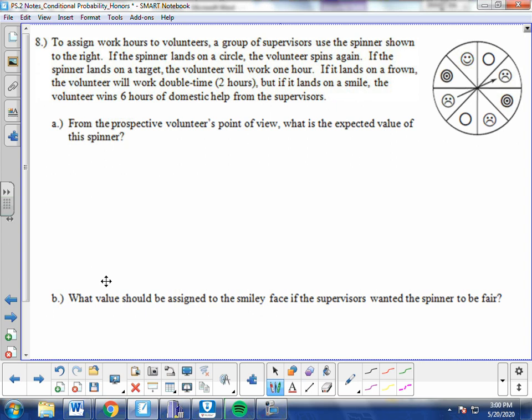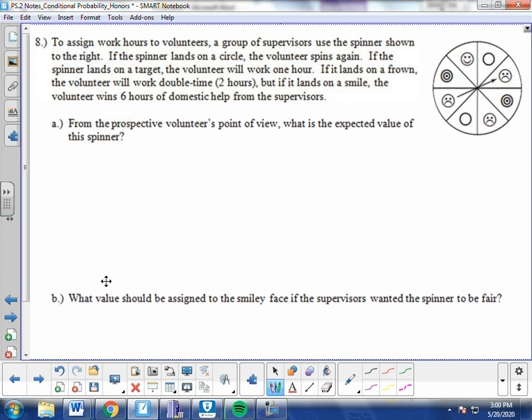If the spinner lands on a target, the volunteer will work 1 hour. If the spinner lands on a frown, the volunteer will double their work time and work for 2 hours. But if it lands on a smile, the volunteer wins 6 hours of help from the supervisors. So kind of a game to assign work hours.